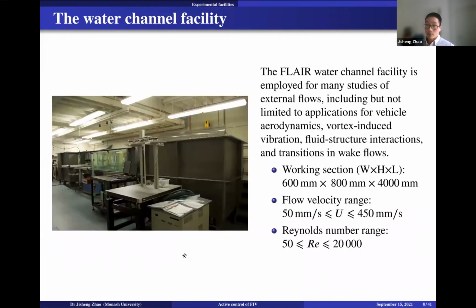So this is the water channel facility that I've been using to run the experiments. Basically, the water channel has a working section 0.6 meter in width, 0.8 meters in depth, and 4 meters in length. The velocity range, we can run from 50 millimeters per second to 450, sort of this range. Depending on the structure size, the Reynolds number range that we can look at is 50 to say 20,000, or even slightly higher.